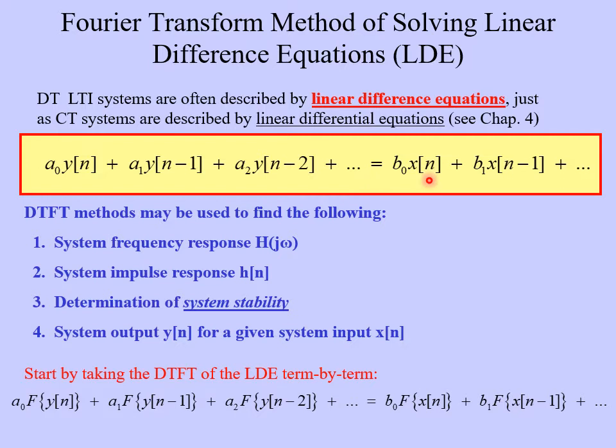On the right side, we do a similar thing. We've got x by itself here with coefficient b naught, and then x of n minus 1 has a coefficient b1, and so on as needed.